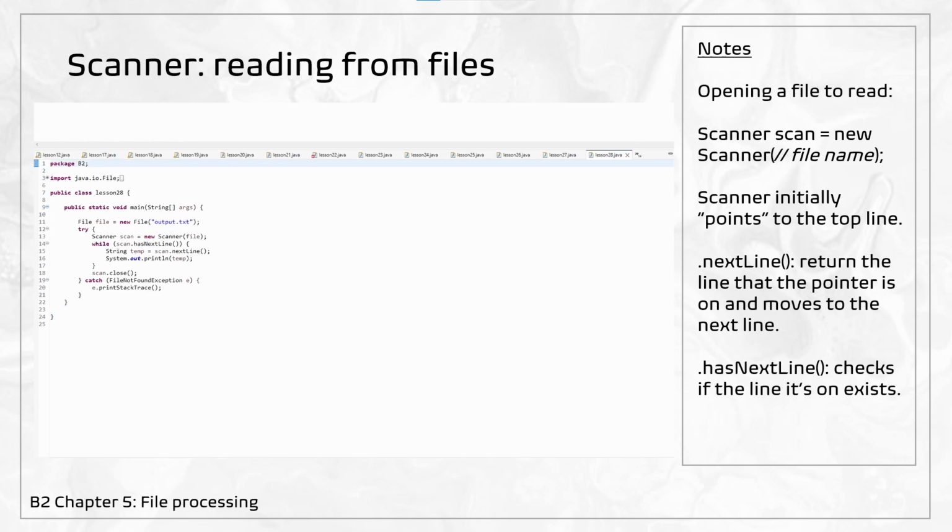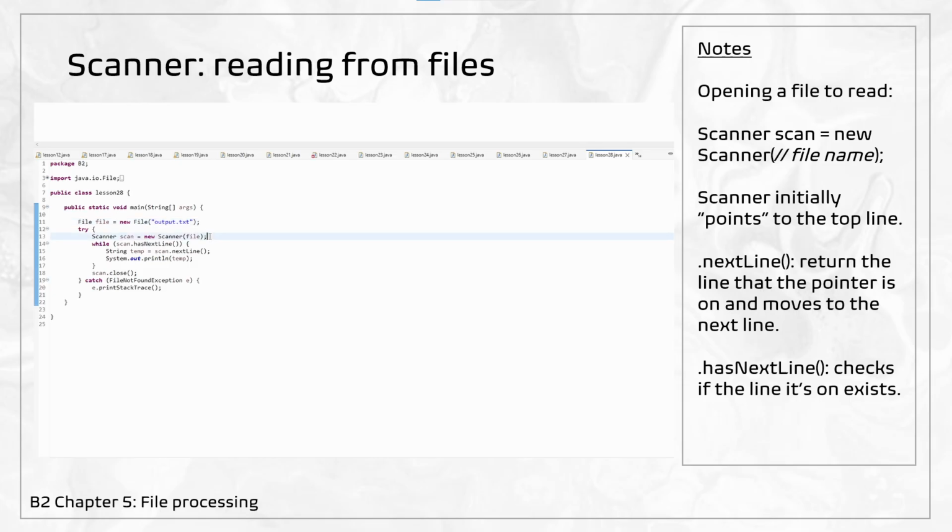Now let's learn how to read files using Scanner. Scanner is a library that can open and read files on its own. This is an algorithm that reads and prints an entire text file into the console. Let's analyze how it works line by line. We start by bringing the file into the code. To achieve this, we use the File library, and we store the file output.txt into the variable file.